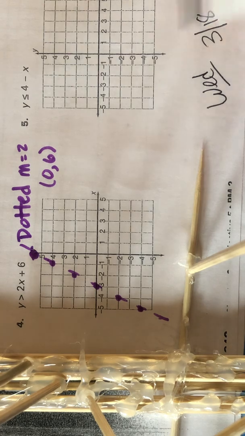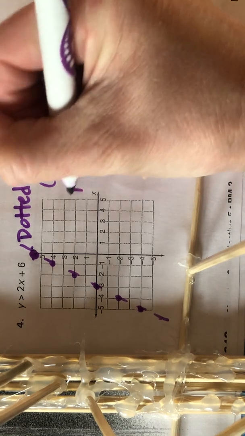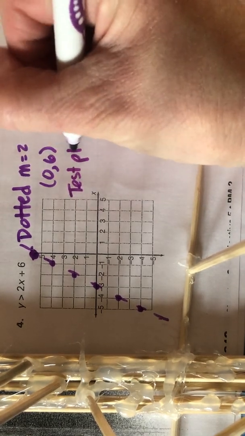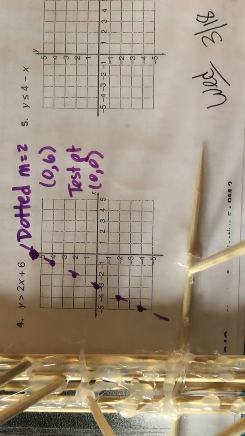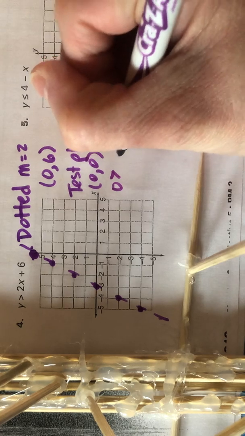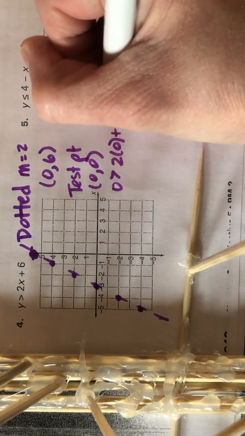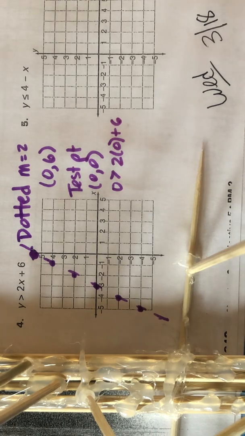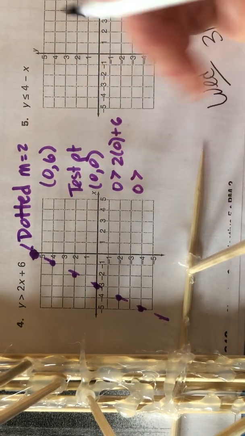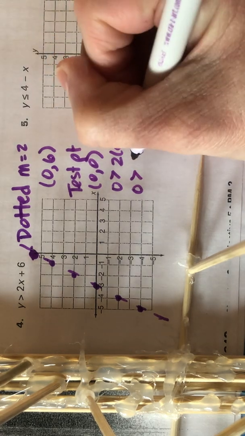Now, if we can, we always try to use the origin as a test point. So I'm going to use the test point (0, 0). So I'm going to plug a 0 in for x, and I'm going to plug in a 0 for y. When I do that, my left side is 0. My right side is 2 times 0, which is 0, plus 6, which is 6.